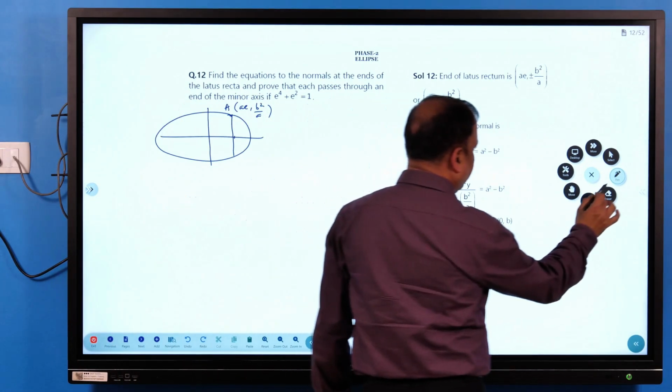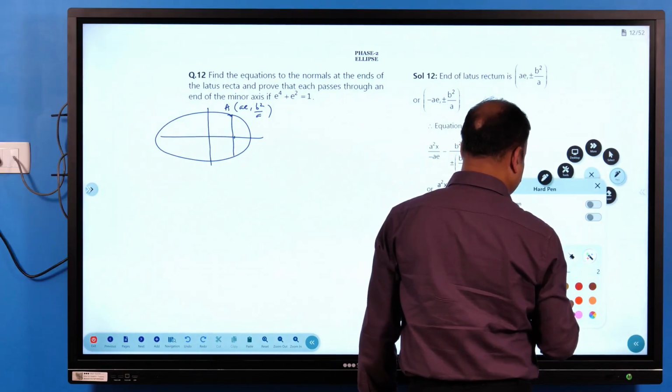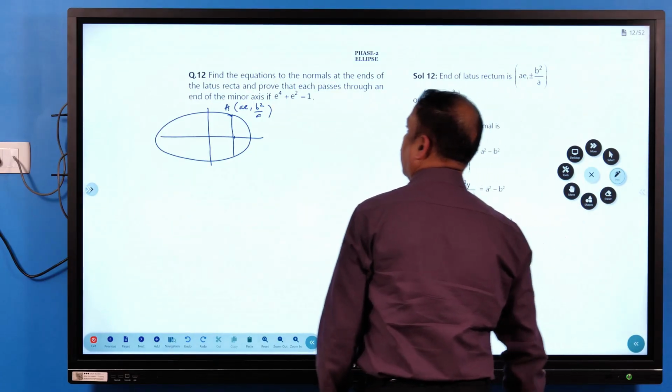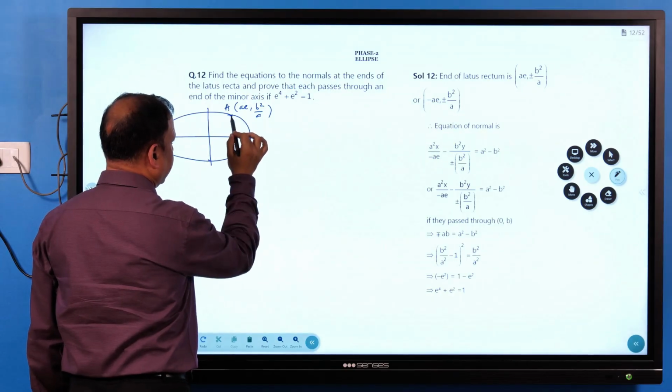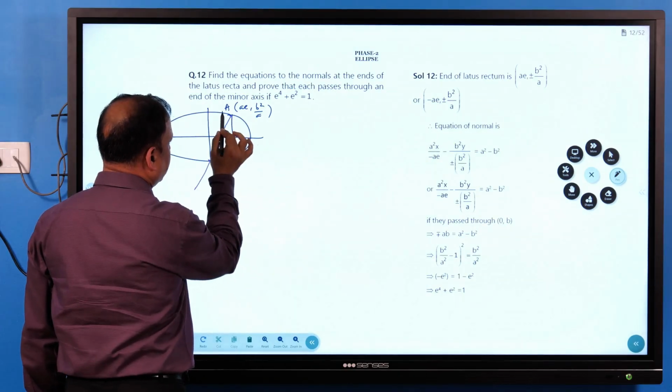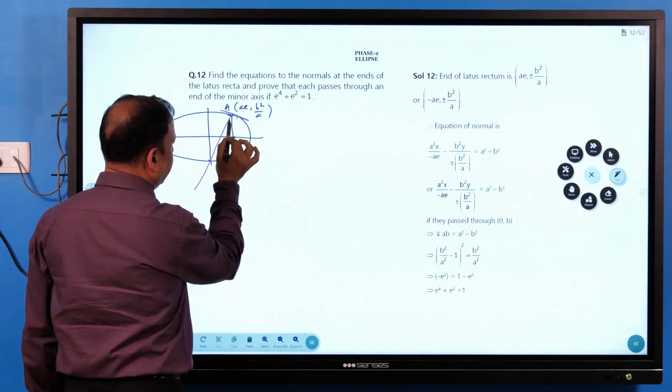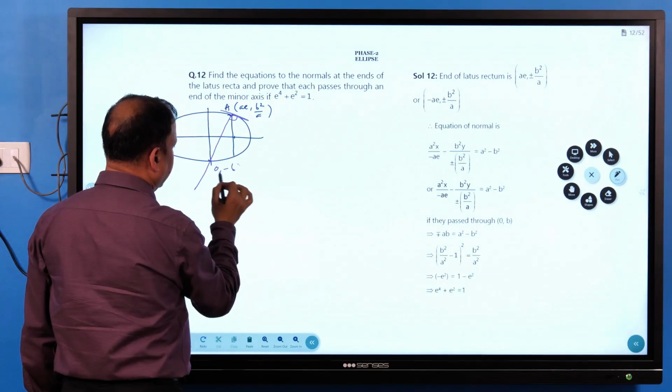Now I have one very important point. What is given? If this latus rectum passes through the end of one minor axis, so normal will not pass through this. Normal will pass through this minor axis. Suppose normal here is passing through this minor axis. This is 90 degree. So this is (0, minus b).